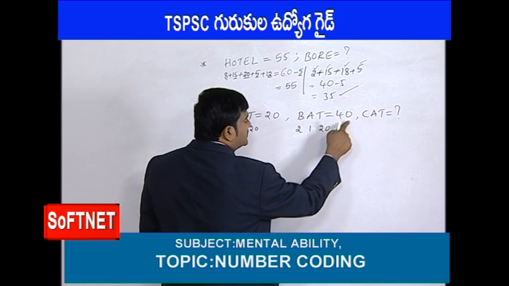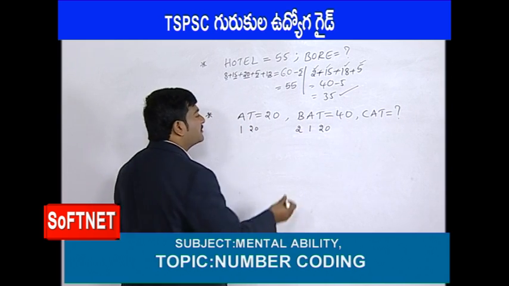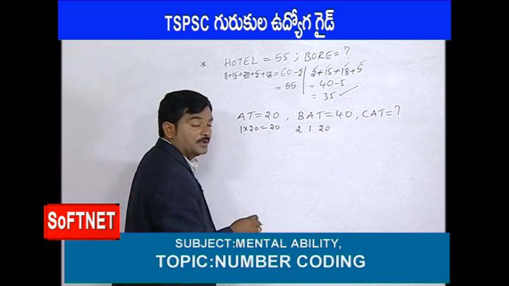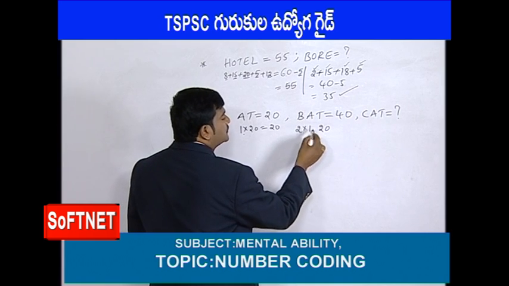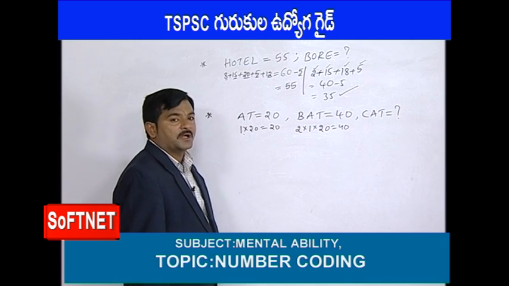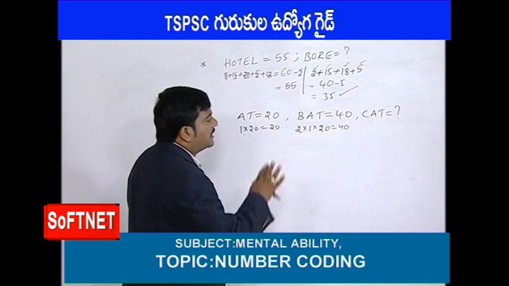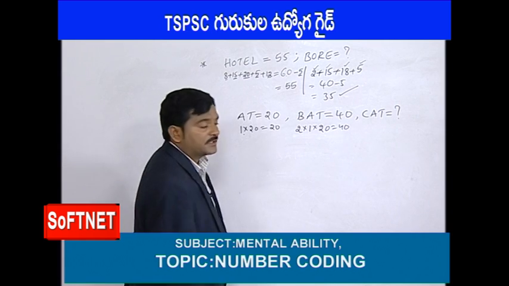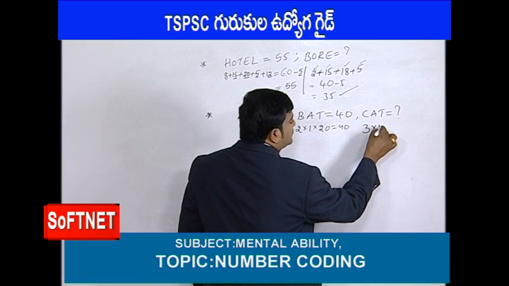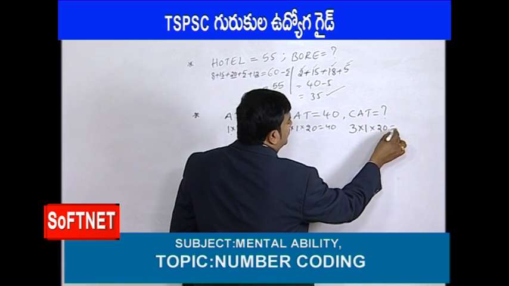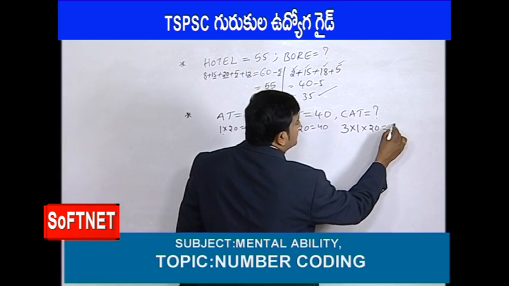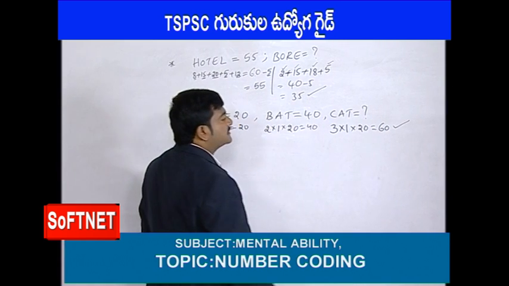If I am adding, is it possible to get 40? No. What does it mean? There is a concept of multiplication. 1 into 20 equals 20, 2 into 1 equals 2, 2 into 20 equals 40. There is a concept of multiplication. So the same concept can be applied for the given word cat also. C means how much? 3. A means how much? 1. T means how much? 20. Multiply all these 3. 3 into 1, 3. 3 into 20 is how much? 60. Hence our required answer is 60.